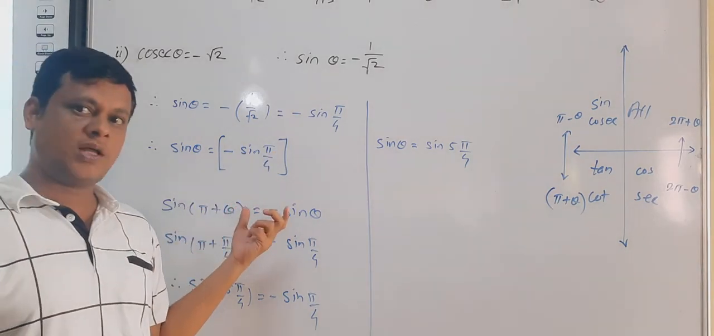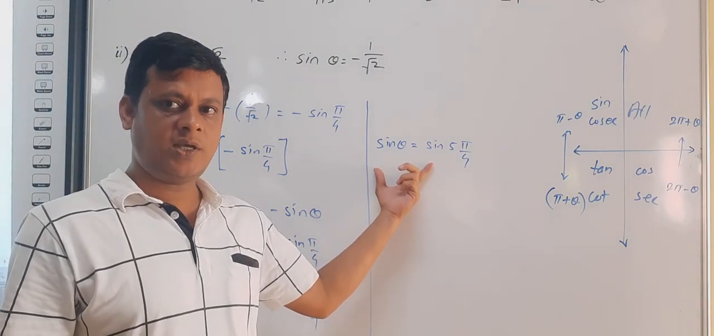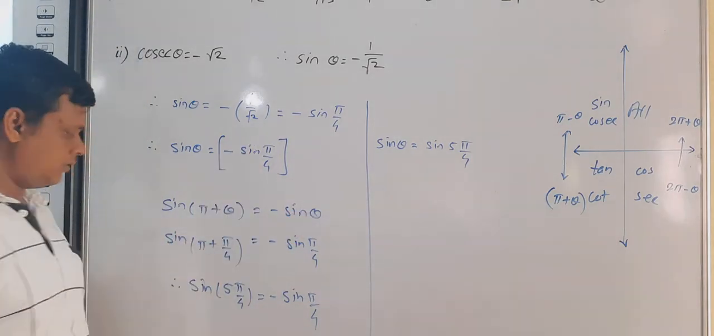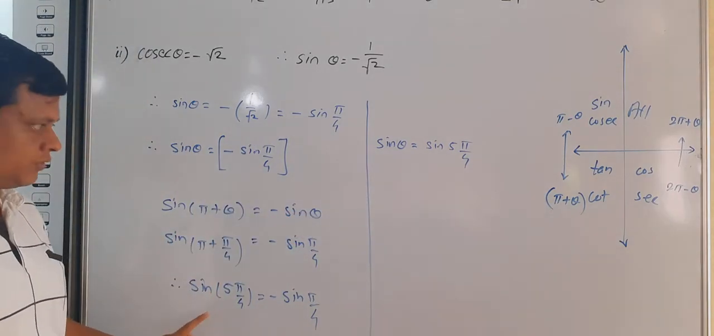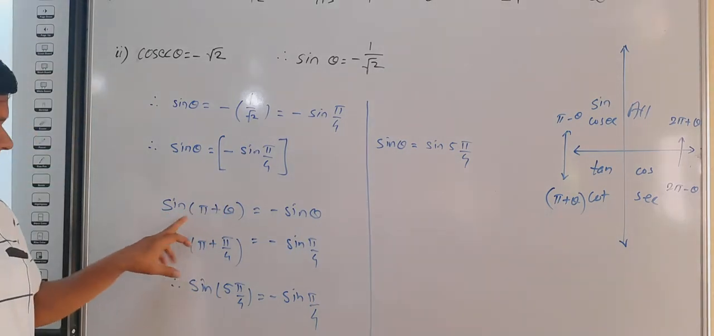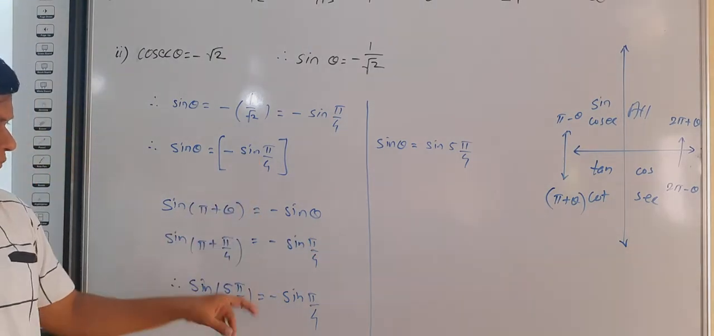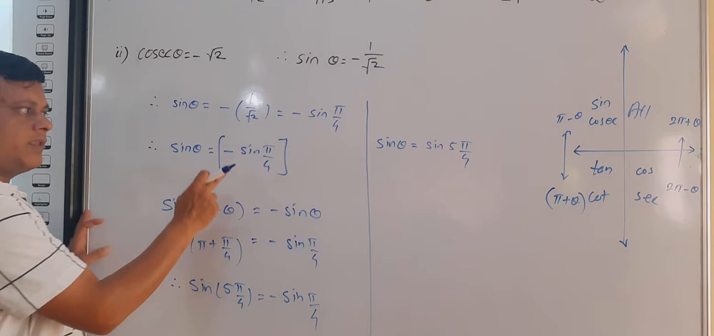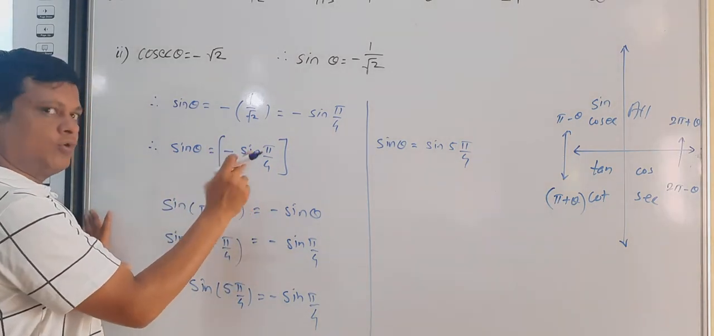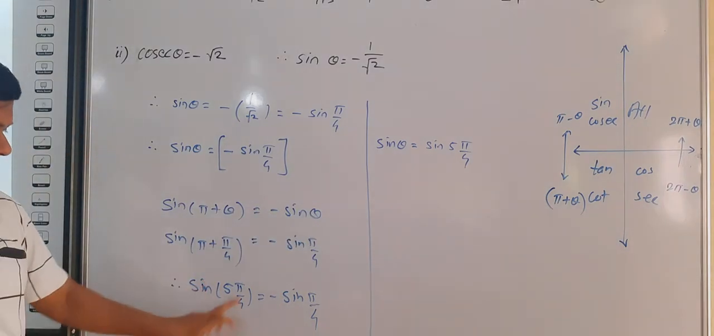But we have the formula. We require that on both sides the sign must be the same, that is plus. So we convert this minus sin pi by 4 to plus first. For that we have the up-down formula: sin pi plus theta equals minus sin theta. So we replace theta here with pi by 4. We write this formula for converting this minus sin pi by 4 to plus form, so we get the value sin 5 pi by 4.